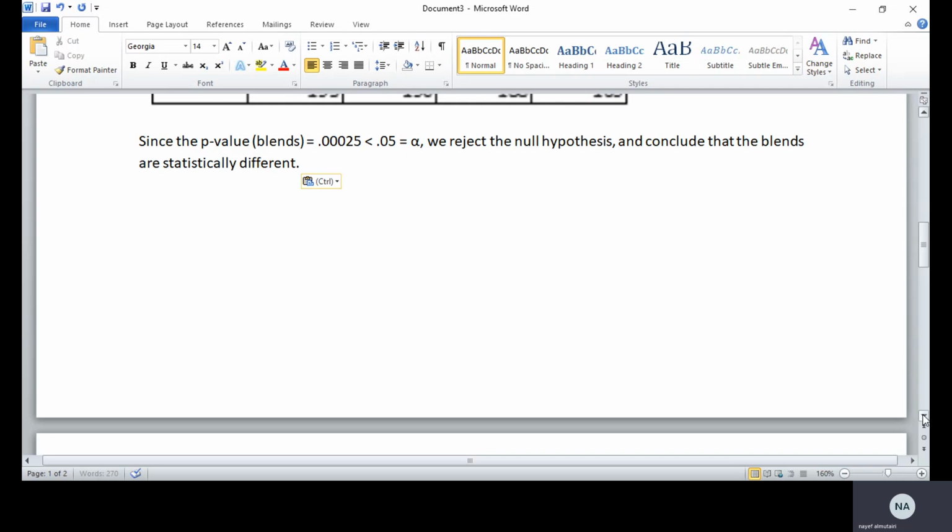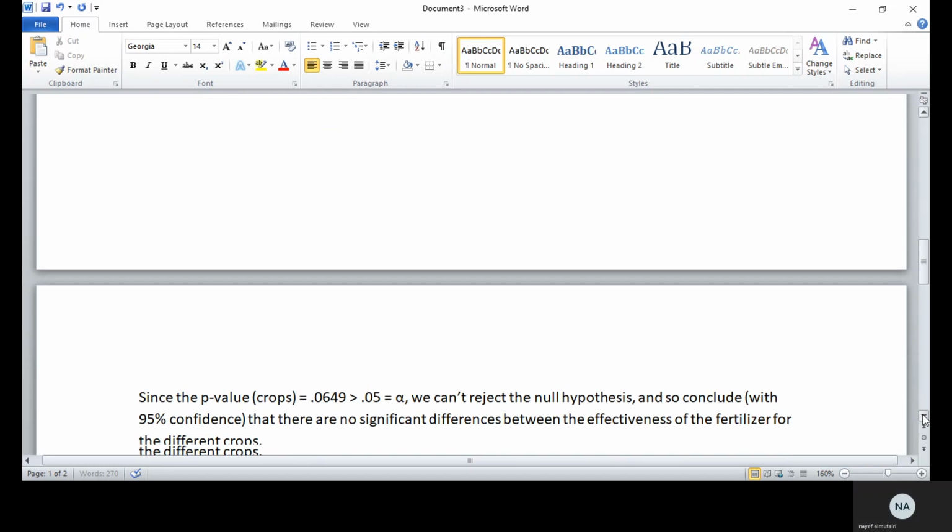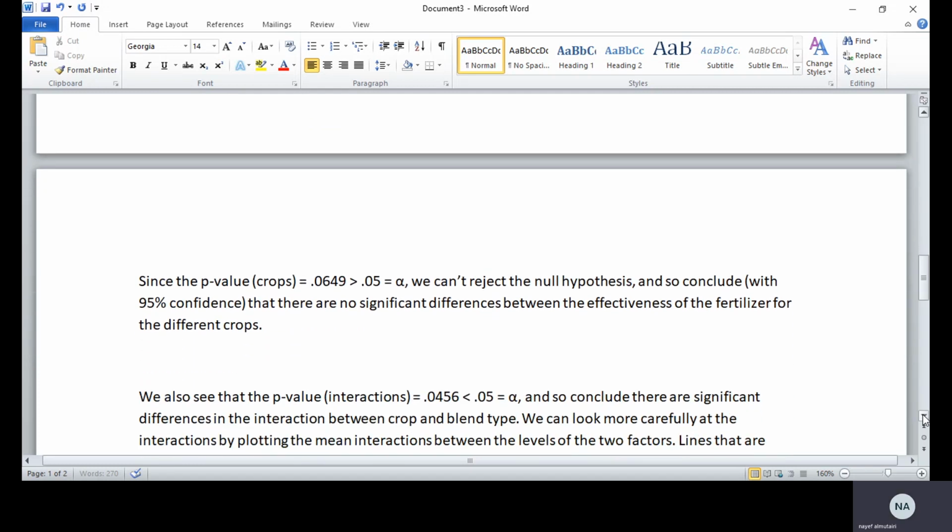Let's look at the second one. Remember the second one? Now, this is the samples, fertilizer X, fertilizer Y, and fertilizer Z. Now, let's look at the crops, at the columns. Remember the columns was 0.0649, sorry. This is higher than 0.05. So there is no statistical significance between the crop yields.